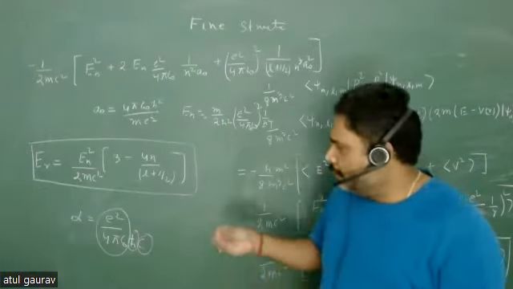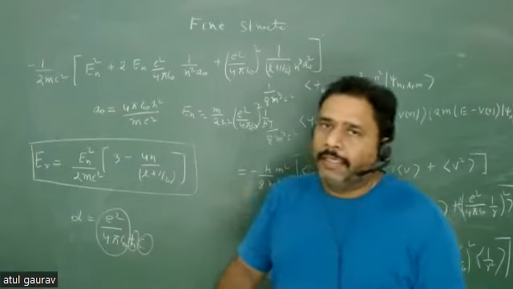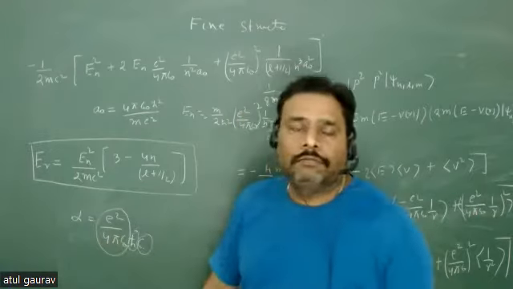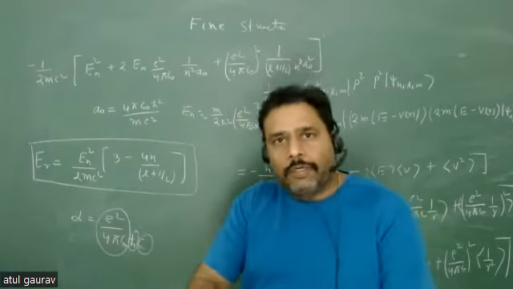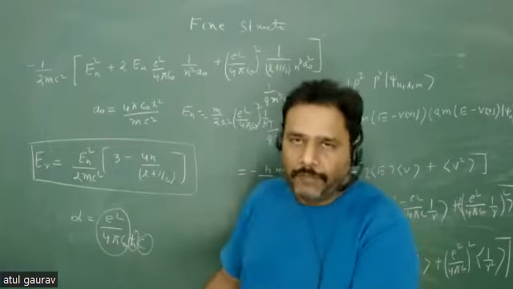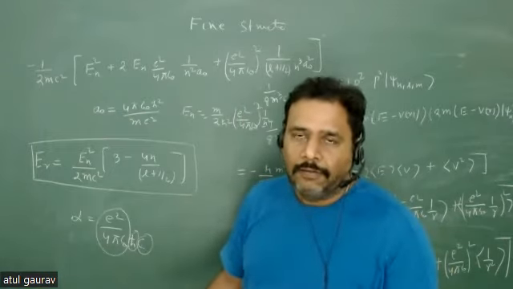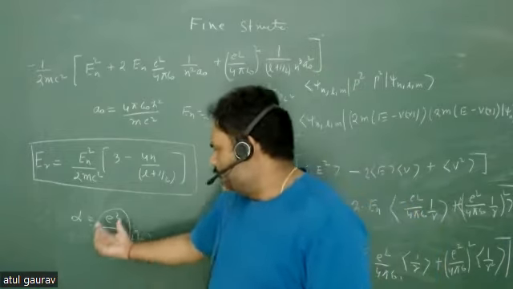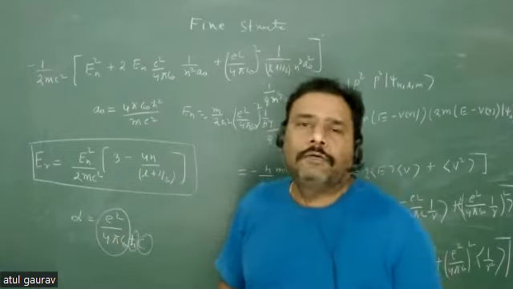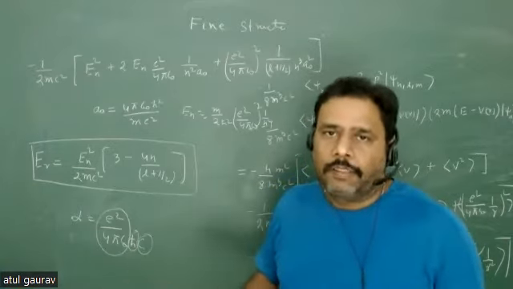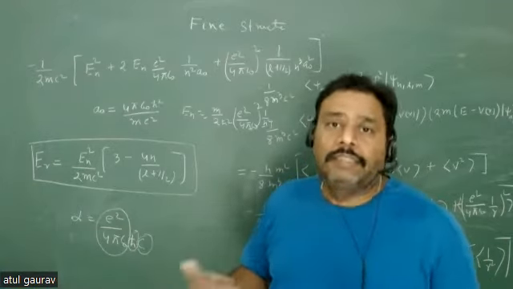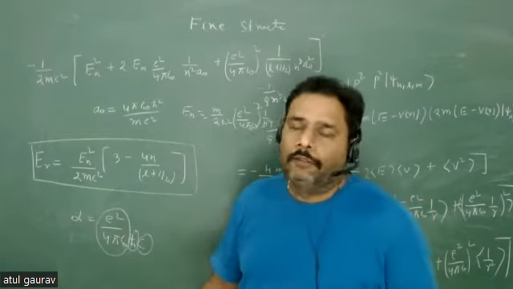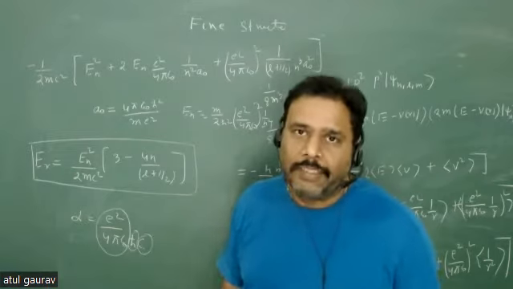In electromagnetic theory, tell me any problem where you do not have e square by 4 pi epsilon naught everywhere. Even you can write mu naught as a function of epsilon and c. Yes? Yes, sir. So e square by 4 pi epsilon naught is a wonderful constant, isn't it? e is just the charge of the electron, and epsilon naught is just your permittivity of free space.